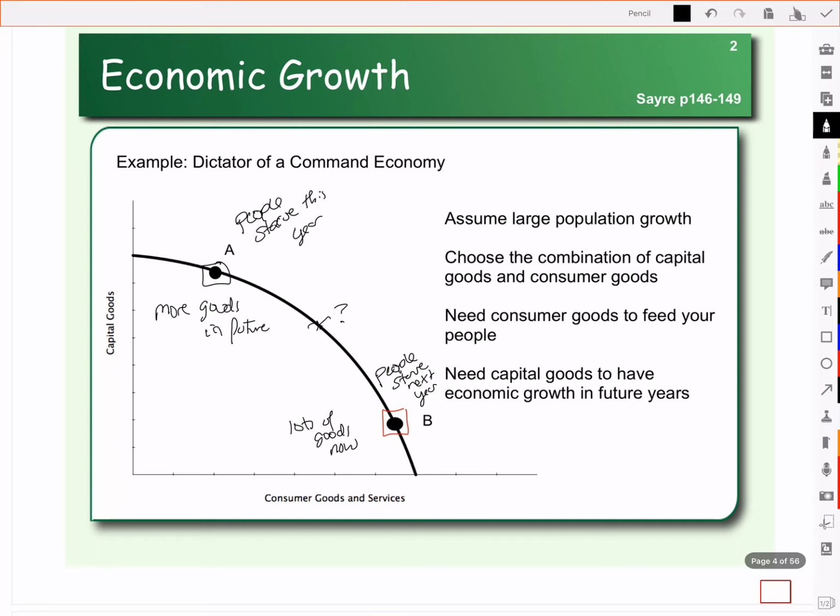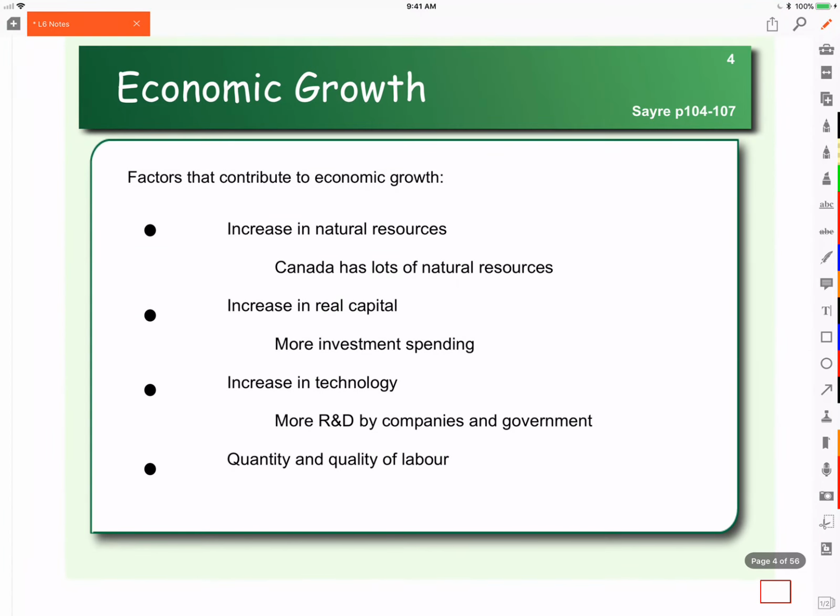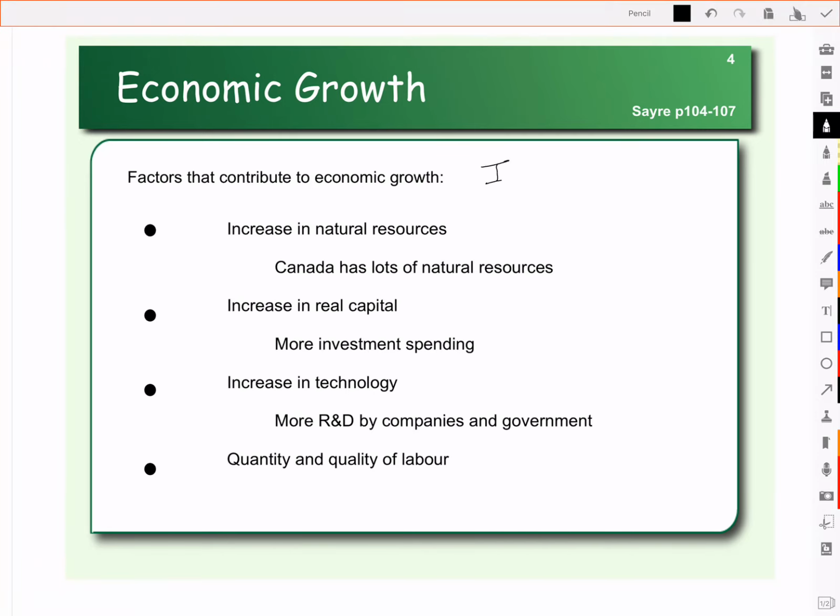Well, we want to know about economic growth. We want to know, how do we get out here? How do we get that potential GDP to increase so that we have more in the future? Well, let's look at that. There are really 4 factors that contribute to economic growth. These are the 4 things that increase our potential GDP. That is, they change the size the economy could be if we used all of our resources.